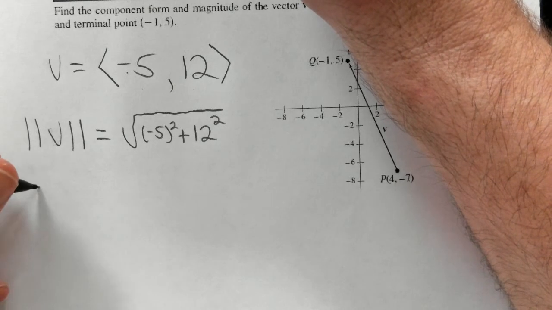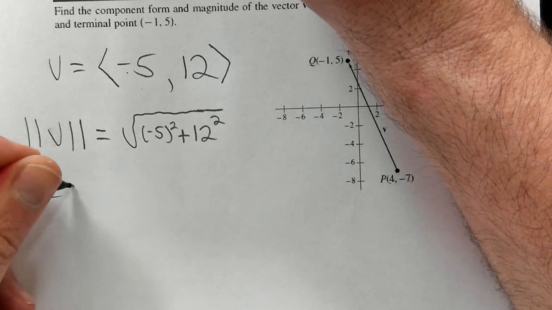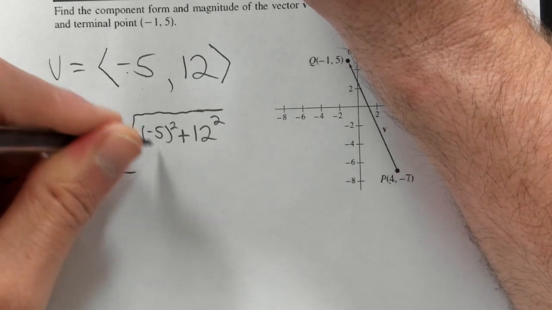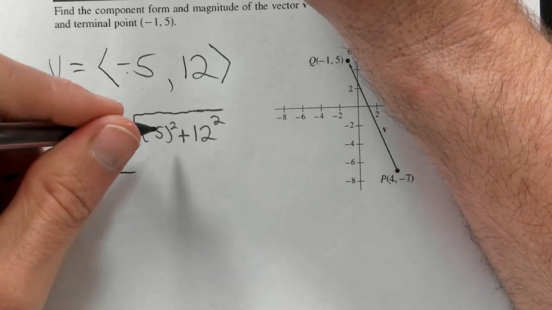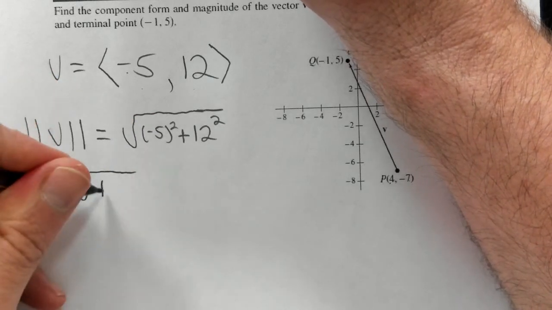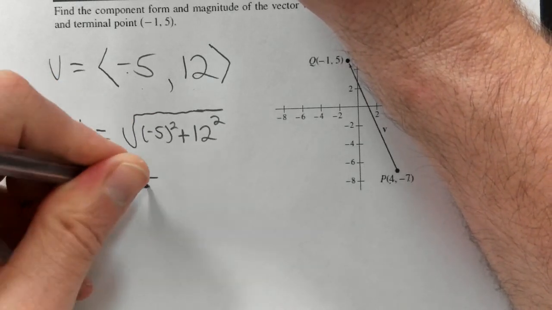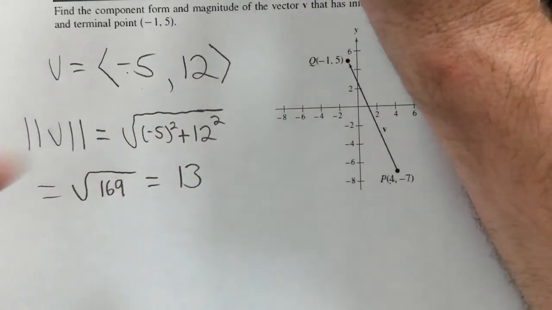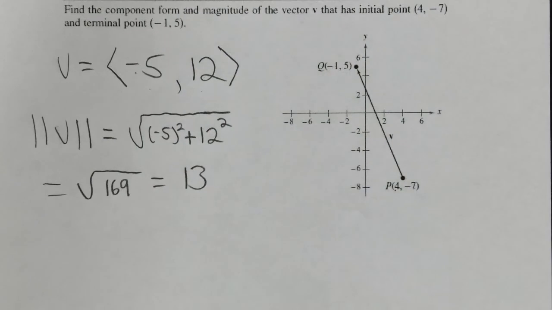And so that's going to be equal to the square root of, so negative and negative makes it positive, so that's a good thing about that. It'll positive itself out because we're squaring it. So that's going to be 25 plus 144, which is the square root of 169, which is going to be equal to 13. 13 is the magnitude of this vector.